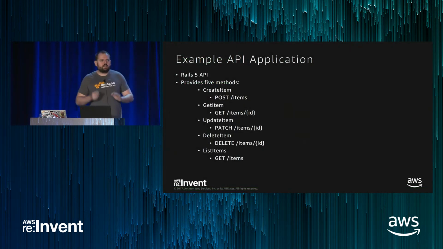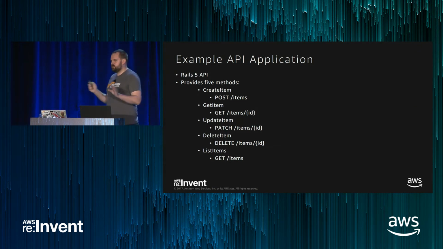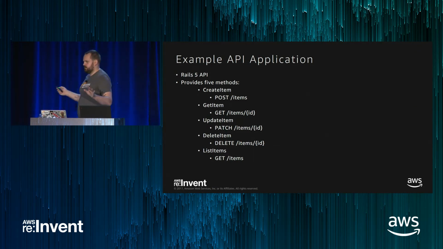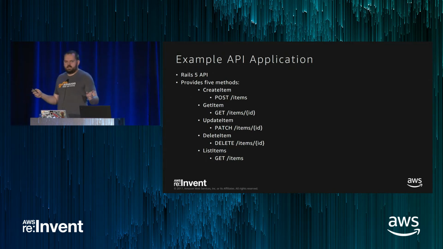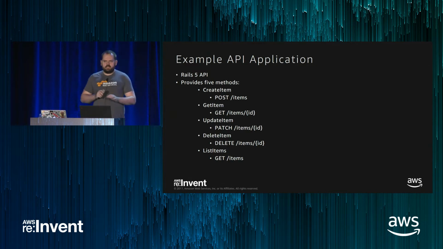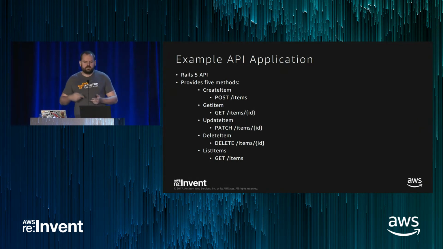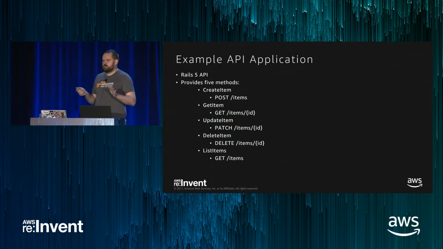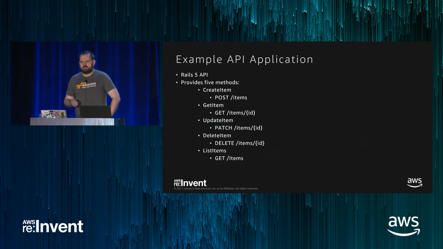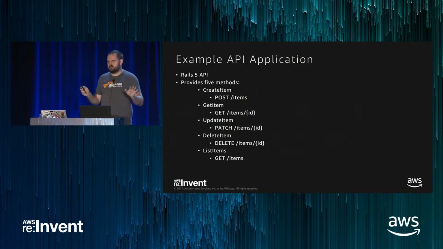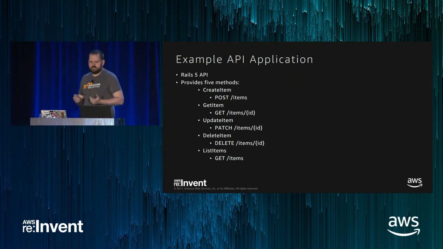Okay, so what is the application we're going to build? It's a Rails 5 API, so we're not going to have views. We're just going to be returning JSON, and that's going to tie into our SDK development later. And to keep it easy to follow, so that we can focus on the AWS integrations more than the app itself, just 5 CRUD methods. Creating an item, getting an item that you've created, updating an item, deleting an item, and listing items with pagination. So the pagination one gets a little bit more interesting, but it's actually pretty easy to do with DynamoDB.